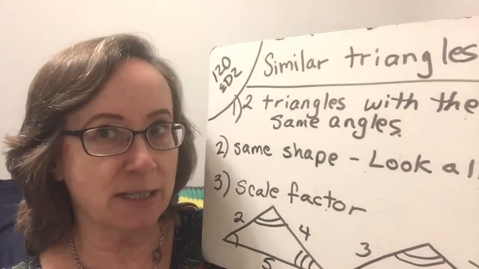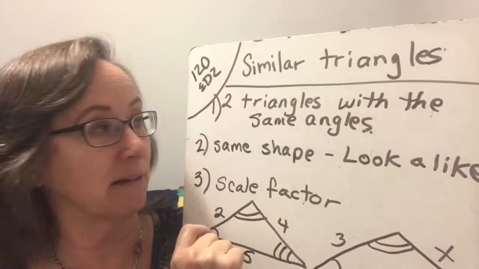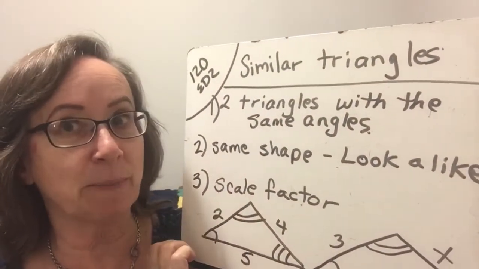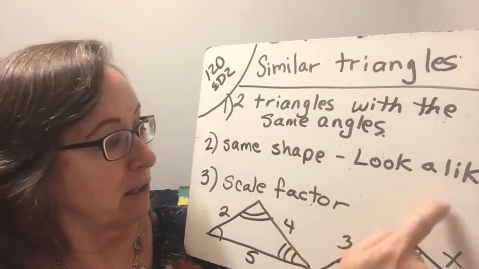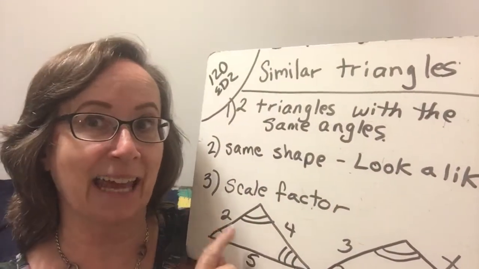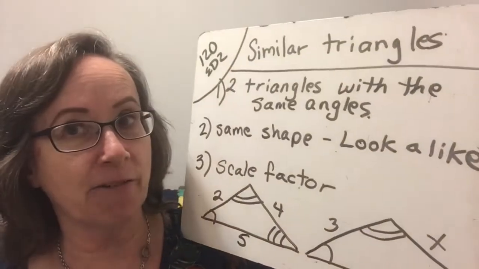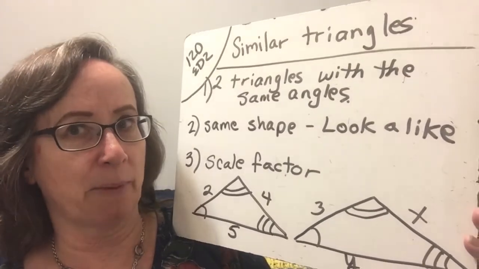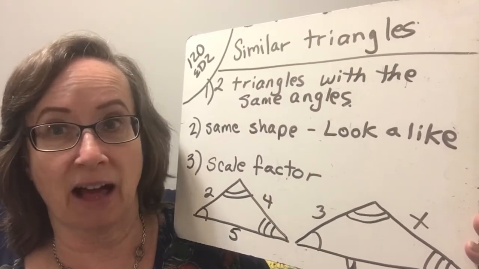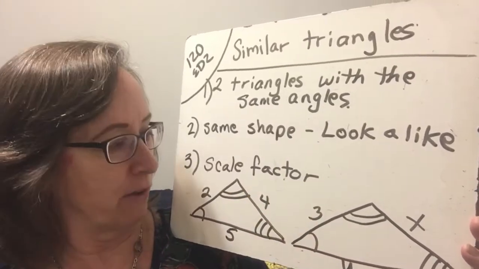So, what are similar triangles? They are two triangles with the same angles. All of the angles have to be exactly the same. They are the same shape and they look alike. And there is a scale factor between one triangle and another. A scale factor is simply a number that we multiply by to get the other side, the corresponding side on the other figure.